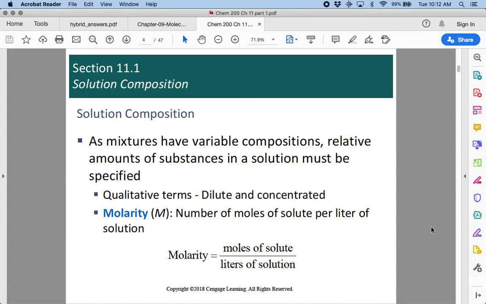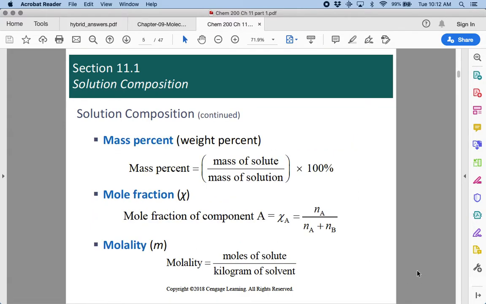To be able to determine how concentrated a solution is, we use the concept of molarity. Molarity, we use a big M for it, and it stands for moles of solute over liters of solution. We also use the concept of weight percent, mole fraction, and molality. So you will have opportunities in your homework to practice with all of these different kinds of solution composition equations.